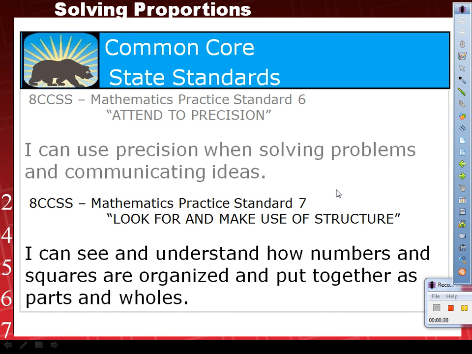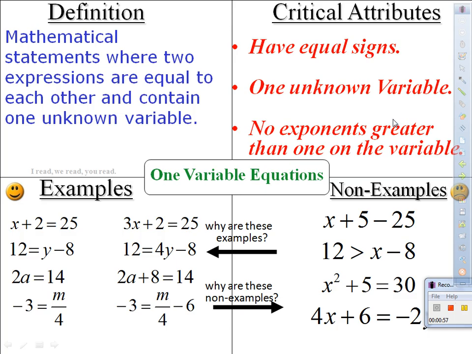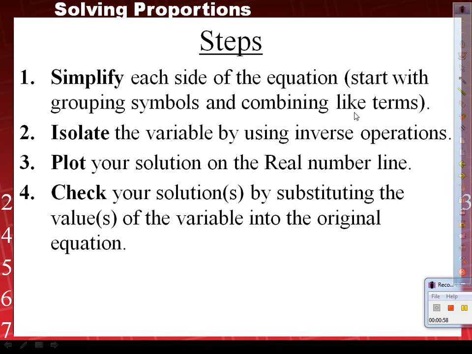So our objective for today: I can solve multi-step one-variable equations involving proportions. Read together, 1, 2, 3. I can solve multi-step one-variable equations involving proportions. So we know what one-variable equations are by now, yes? So you don't have to sketch a Frayer model for that, because we know that it's two expressions equal to each other, yes? All right. Yeah, one unknown variable.